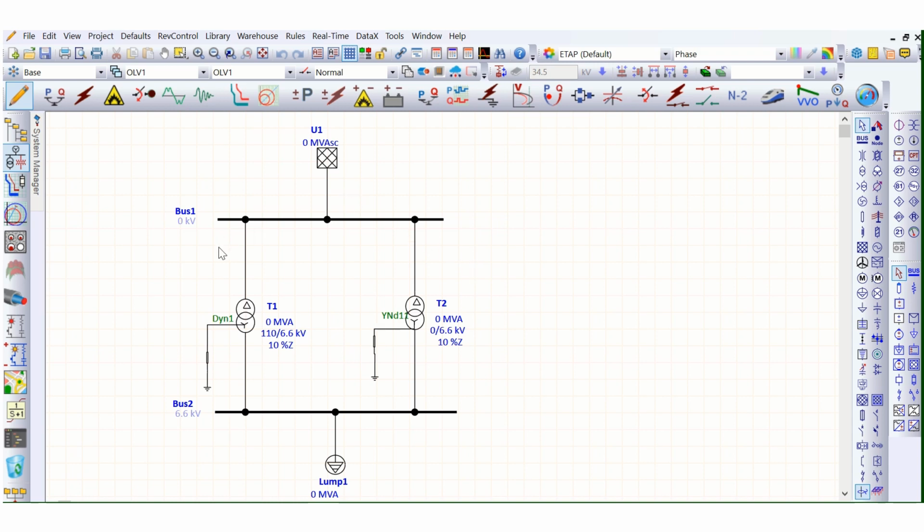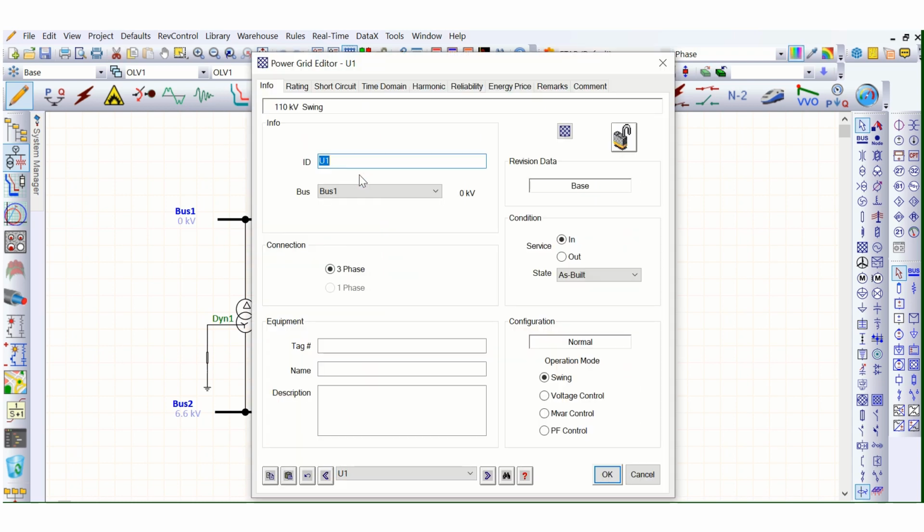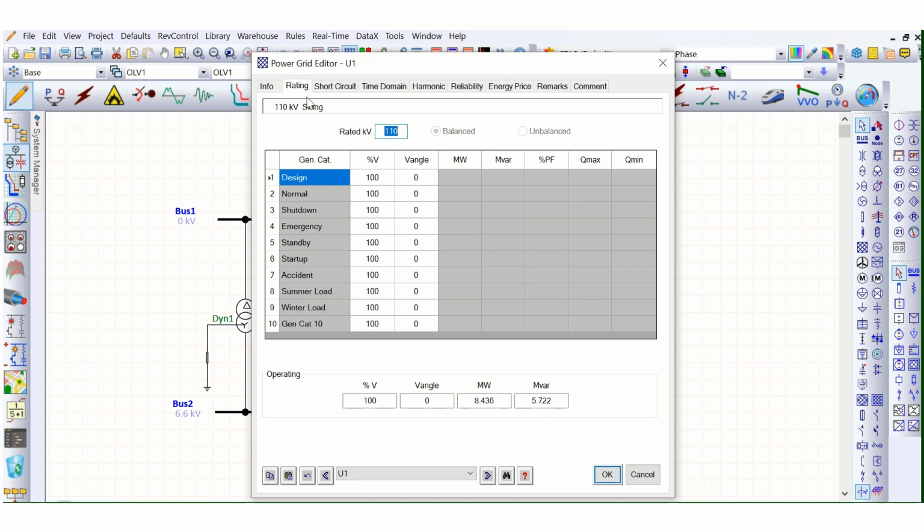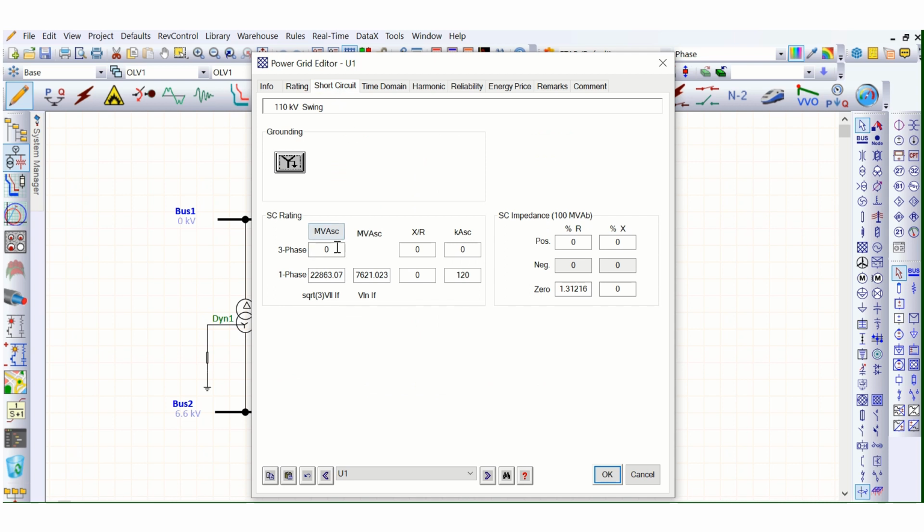So this is a network. Here one grid is connected. Let's define, suppose, a 110 kV grid. Let's say short circuit X by R ratio as 30. Let's say short circuit fault level is 40 kA.